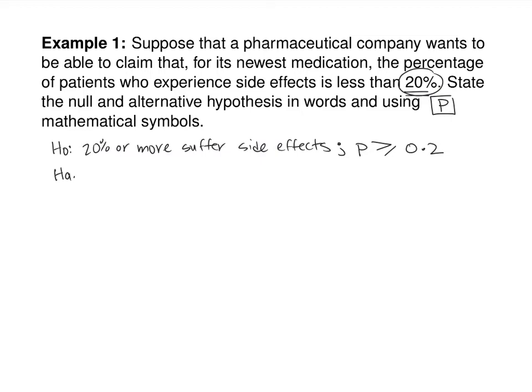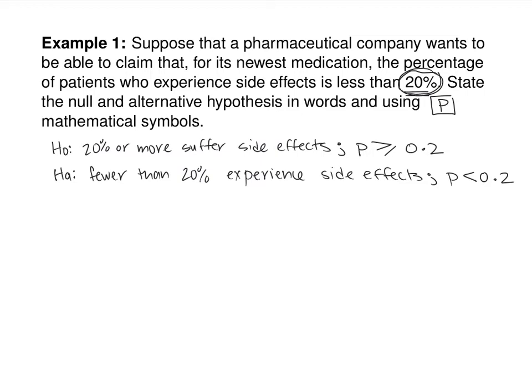And HA, the thing they hope to be able to conclude, is that fewer than 20% experience side effects. So P is less than 0.2. The thing that they want to disprove is that their side effects proportion is bigger than this number. The thing they want to prove is that it's less than 0.2.